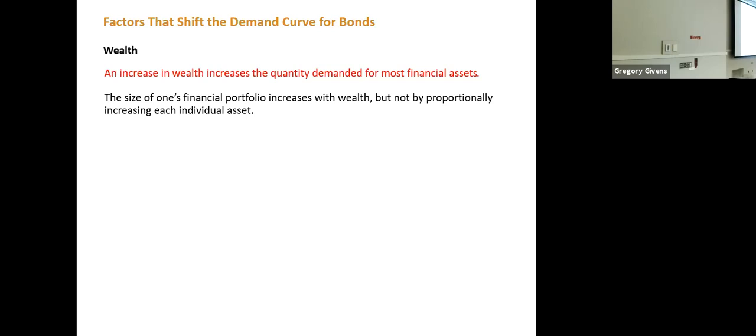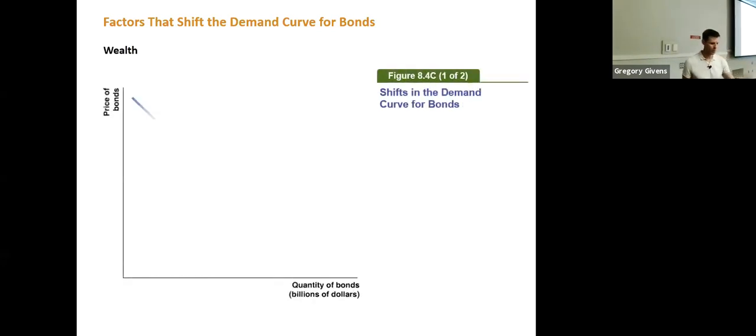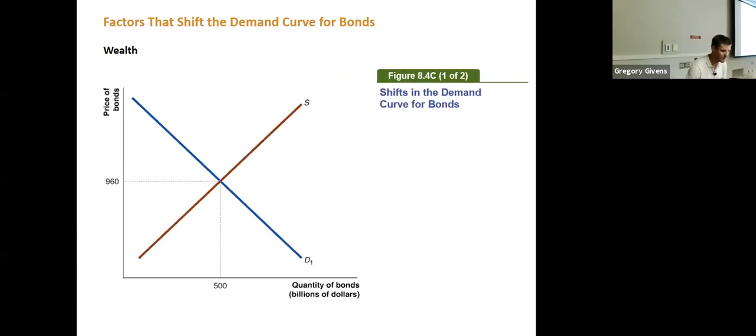The point here is that most of these assets are normal goods with respect to wealth, meaning that as your wealth increases, the size of those assets in your portfolio is also going to increase. That's the way we view bonds with respect to wealth. As investor wealth increases, the demand for bonds in the bond market is also going to increase. Let's work through an example here within the context of our supply and demand model.